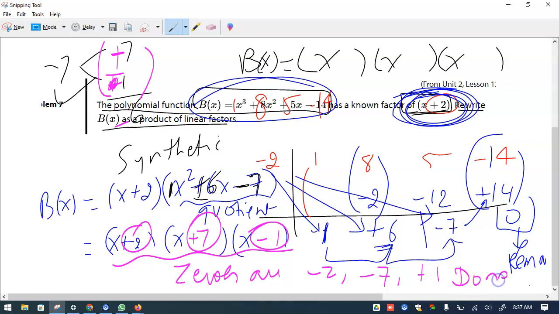So I hope this takes care of the first two pages of the packet, and the rest we'll do tomorrow.